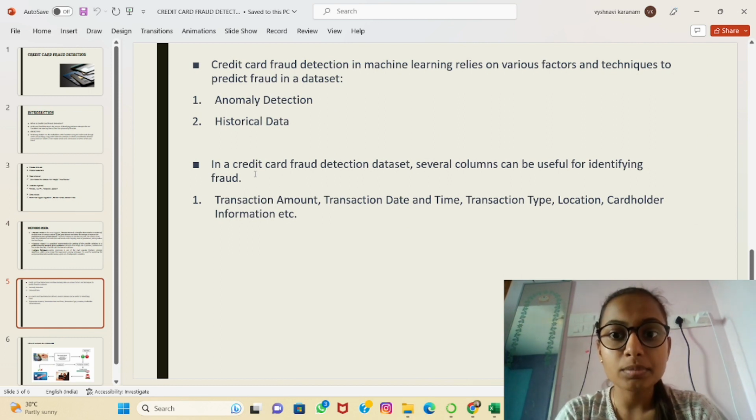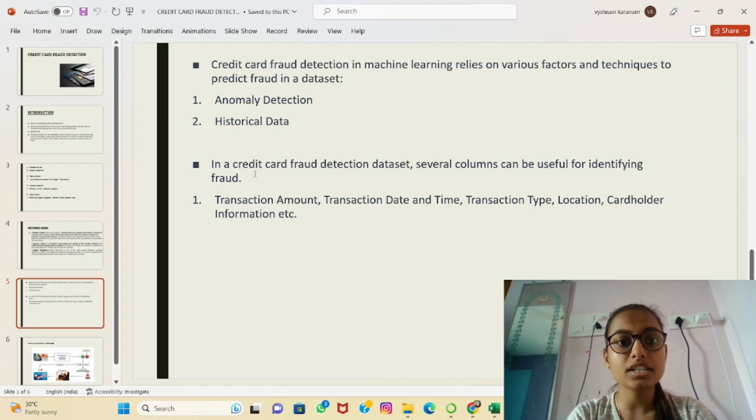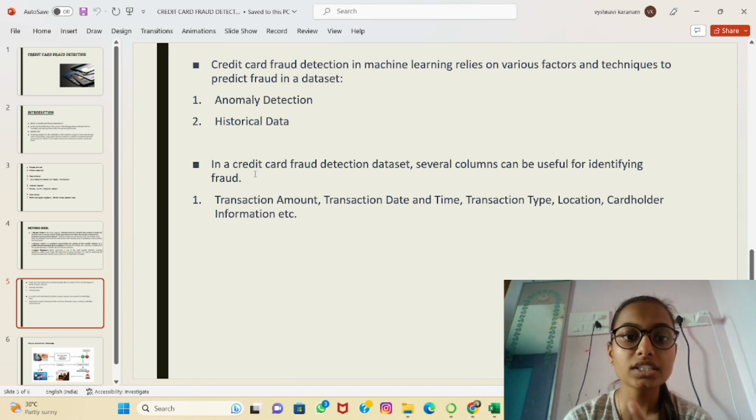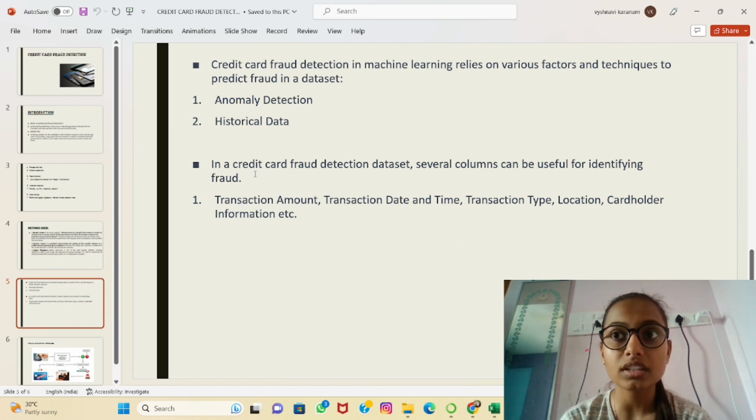Credit card fraud detection in machine learning relies on various factors and techniques to predict fraud in a dataset. So how are we going to predict fraud in the dataset? Using anomaly detection and historical data. Anomaly detection: for example, if a person does only 3 credit card transactions per month, and next month he has done 10 transactions, then this situation will be detected as fraud. We check whether the same person has used the credit card 3 times and then 10 times. If not, that is considered a fraud.